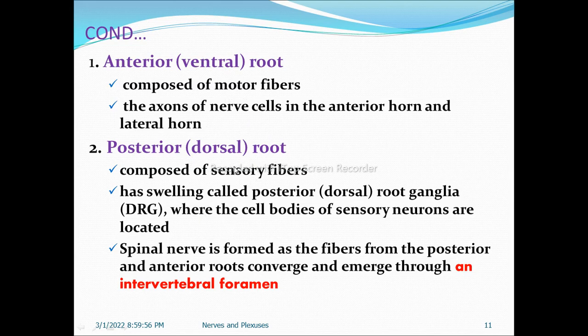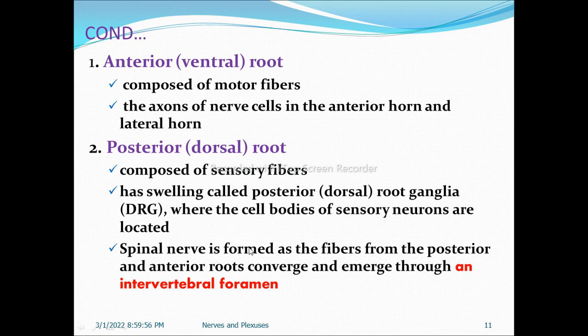So this root contains a large swelling. This swelling is known as the posterior root ganglion or dorsal root ganglion, where the cell bodies of sensory neurons are located. For instance, cell bodies in the CNS are named nuclei, and cell bodies outside the CNS are known as ganglia. So the cell bodies of sensory neurons are known as ganglia.